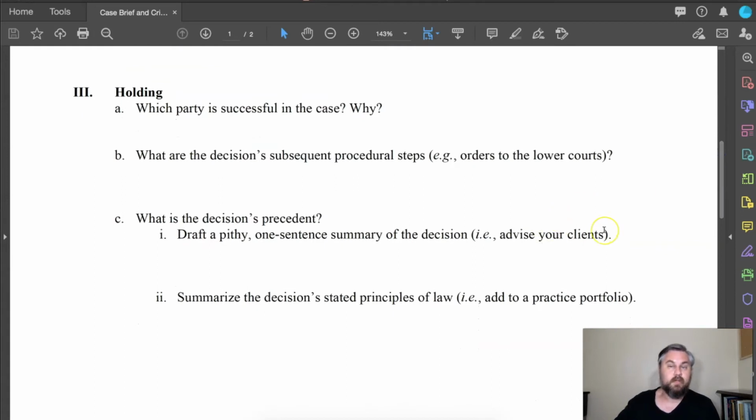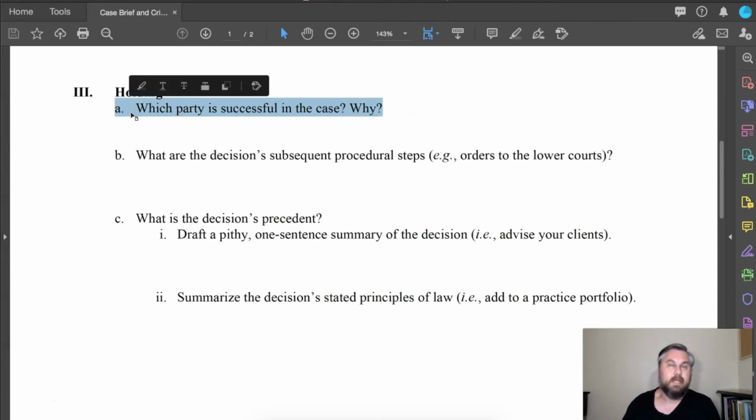Then we come to the most important part of the case brief itself, which is the holding. And that's where you're going to be able to get the key pieces of the decision that are going to be helpful on your law school exams, creating your outlines, and then ultimately being a good practitioner and a good lawyer. Here I've broken the holding down into a few pieces.